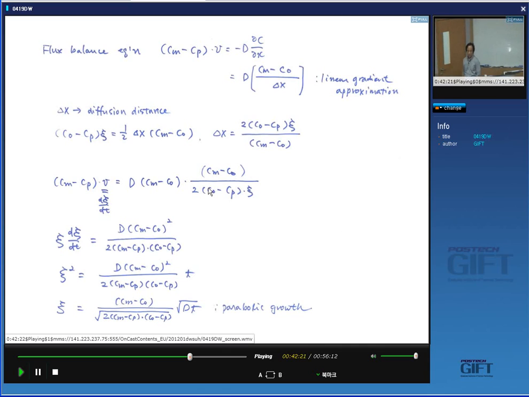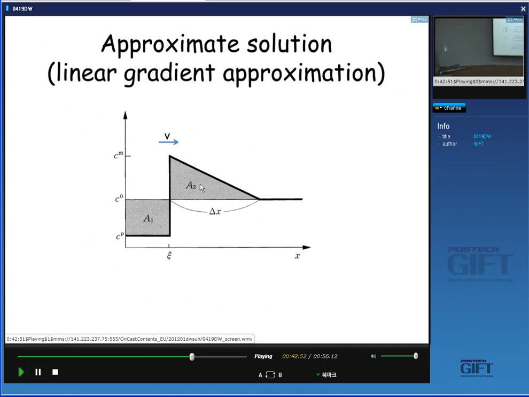Starting with the flux balance equation, you are already familiar with this equation, and because we assume a linear concentration profile, it can be represented with this one. Here X is the length of the diffusion area. In the previous slide, this one.